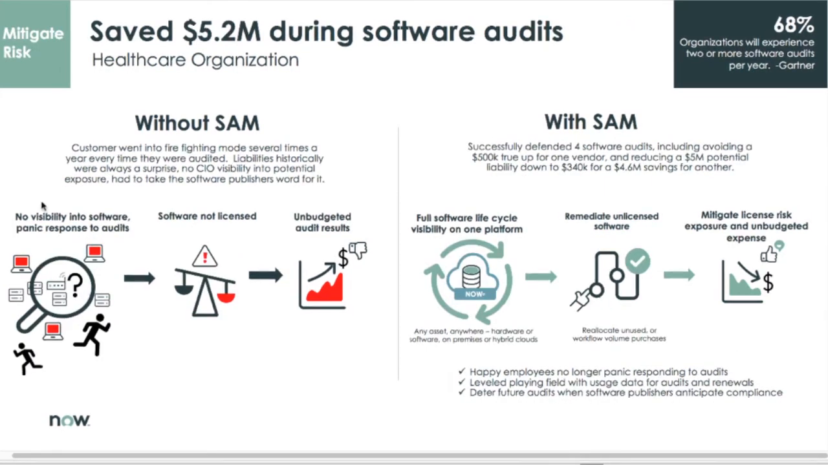And next here, we can look at saving tangible dollars, $5+ million here on software audits. So that's the combination of avoiding actual true-up costs, as well as the time savings from having to prepare all the audits. So significant savings here from an audit perspective.